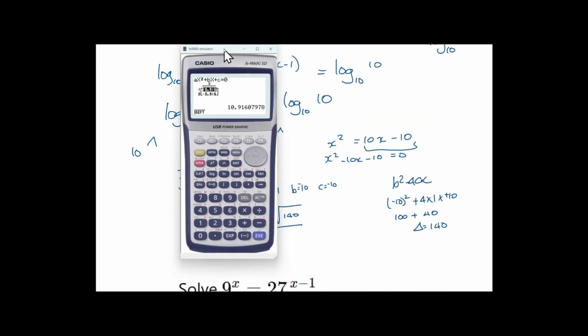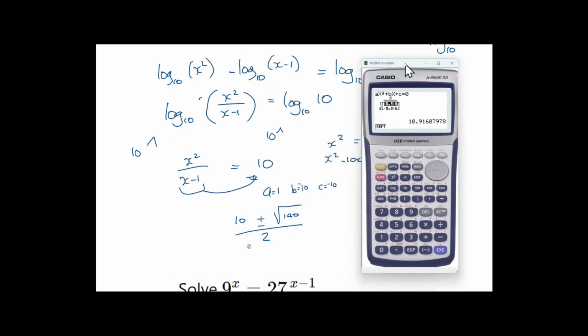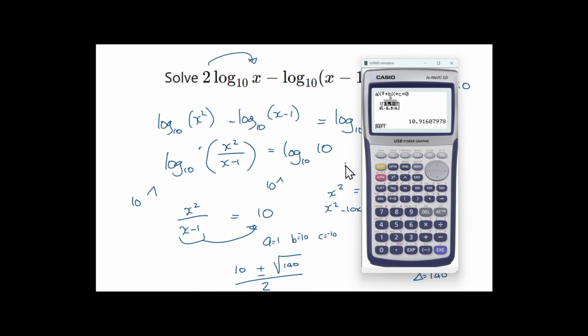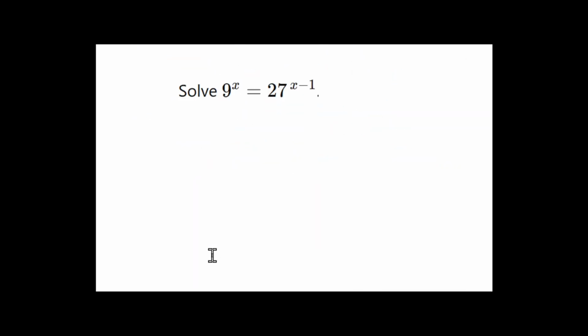All right, so are both of those answers legitimate? Well, if that's a negative number, so this one here is not going to be a legitimate answer. That's going to give us a negative number for when we take the log. So our only legitimate answer is going to be that one there, isn't it? Okay. All right.